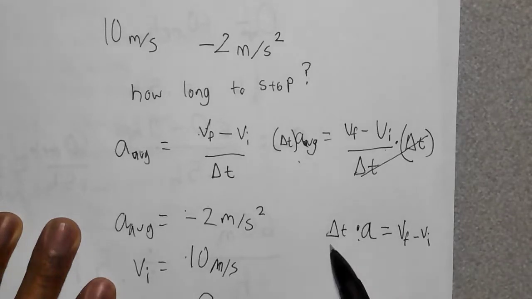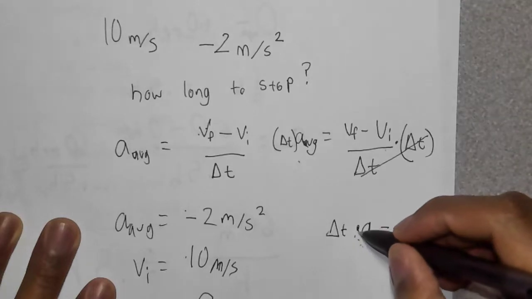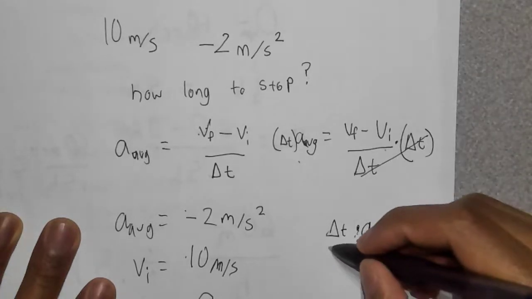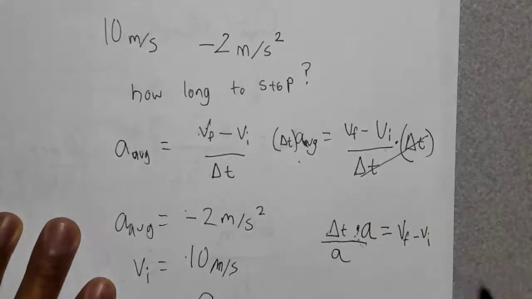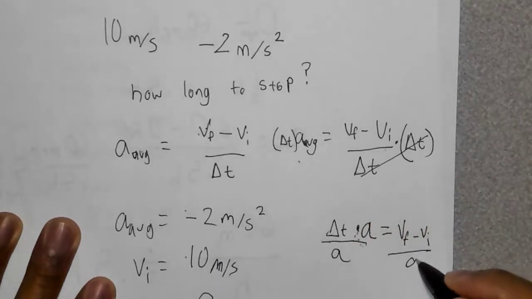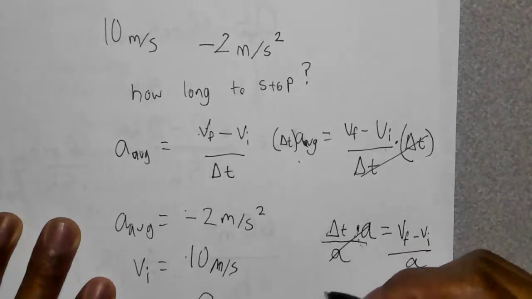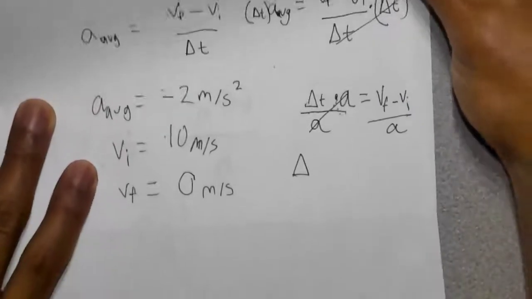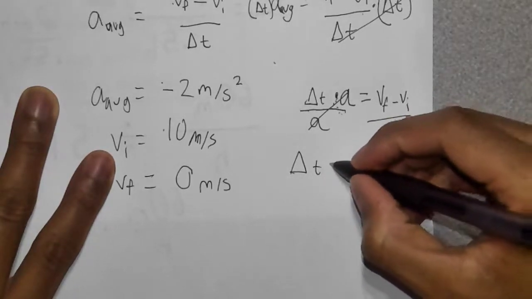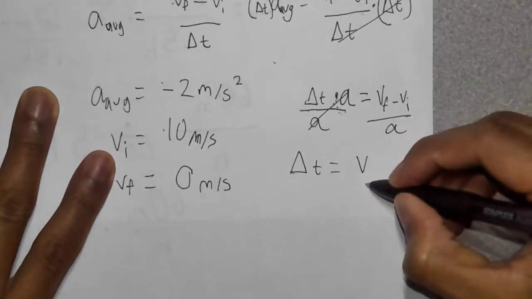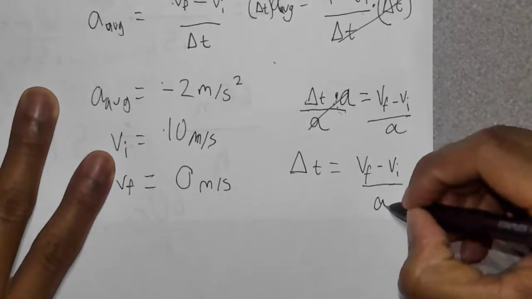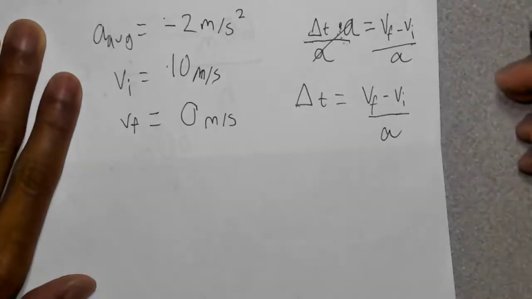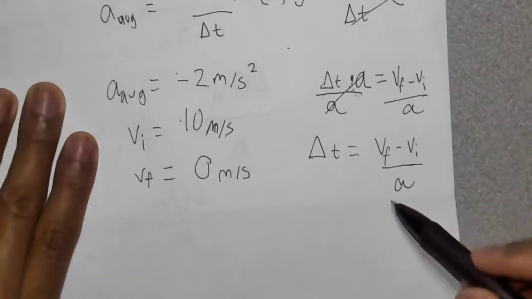So we still have delta t times acceleration. I want just delta t. So the inverse operation of times acceleration is dividing by acceleration. I'll divide this side by acceleration, and here it crosses out. So delta t equals final velocity minus initial velocity over acceleration. Now we're in business.